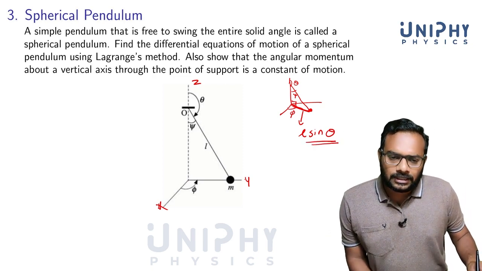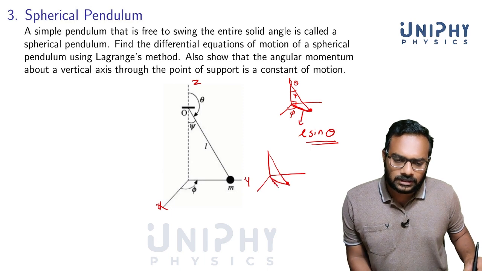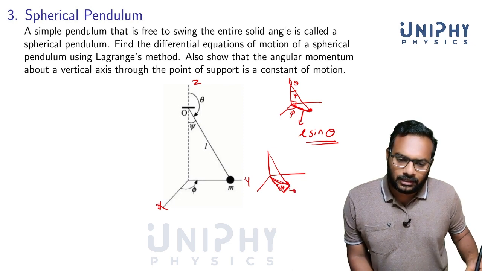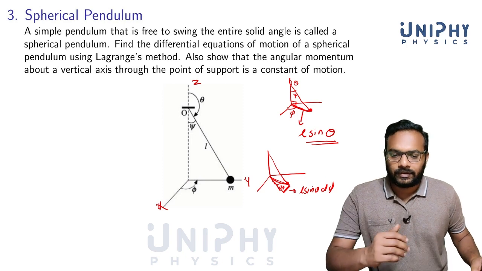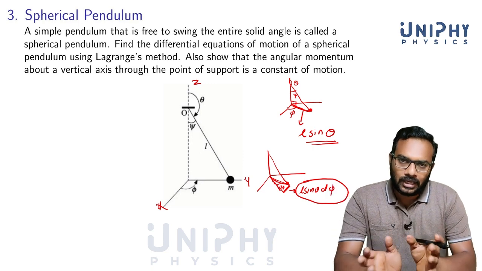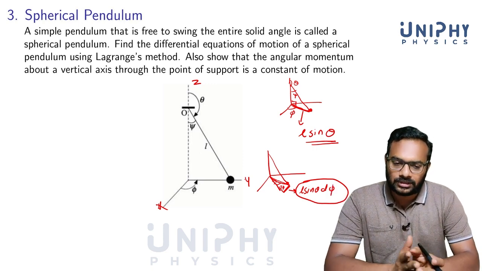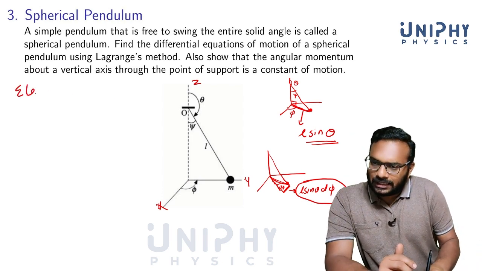So this length is L sine theta, and this is phi. If you have a small displacement d phi, the corresponding length element is this length multiplied by d phi, and this length is L sine theta, so that's L sine theta d phi. I hope that's clear. This is the length element corresponding to a small angle d phi. We can call these the elementary lengths.